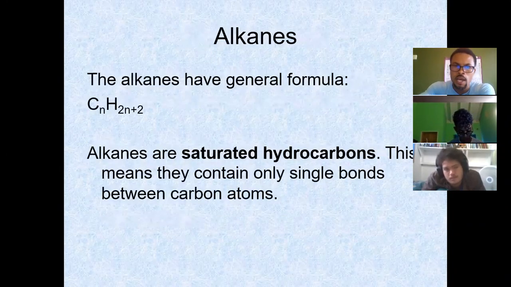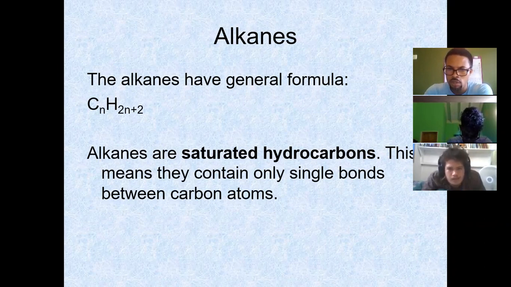So alkane has a general formula of CnH2n+2. Alkanes, as we would have known from before, are saturated hydrocarbons. And this simply means only single bonds between the carbon atoms.